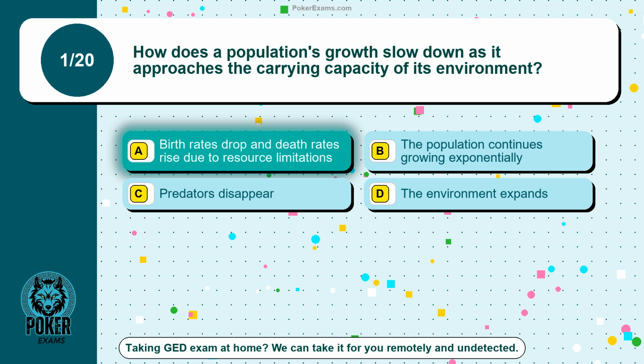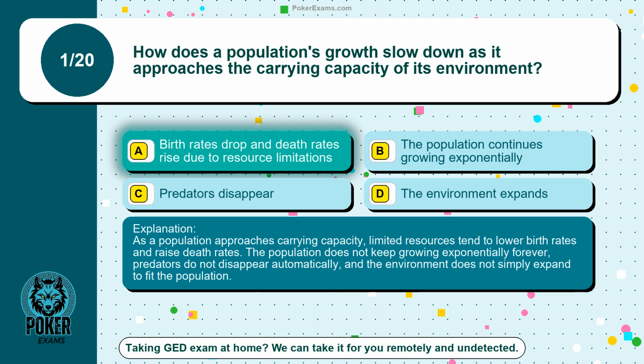The correct answer is option A. Birth rates drop and death rates rise due to resource limitations. As a population approaches carrying capacity, limited resources tend to lower birth rates and raise death rates. The population does not keep growing exponentially forever, predators do not disappear automatically, and the environment does not simply expand to fit the population.